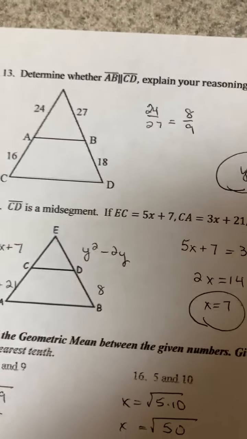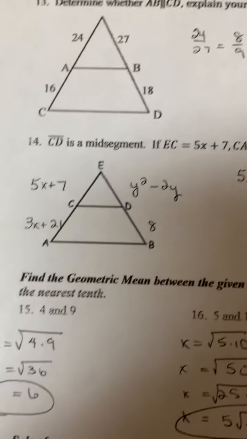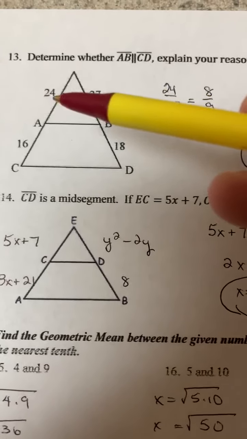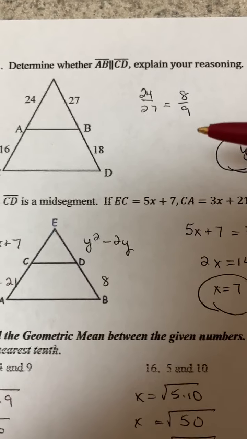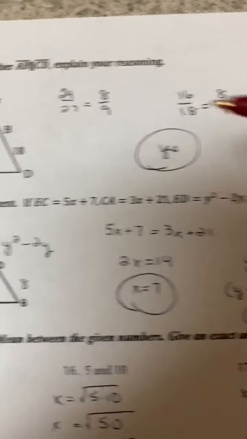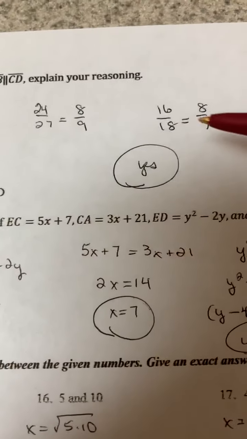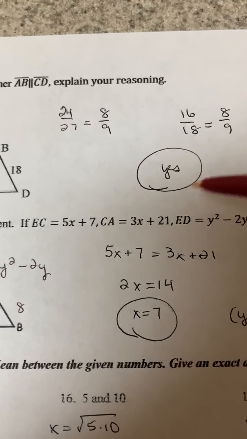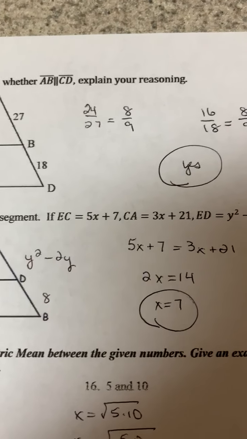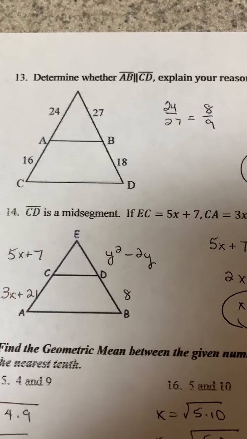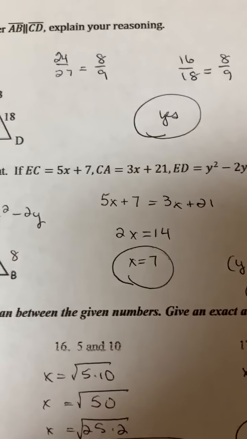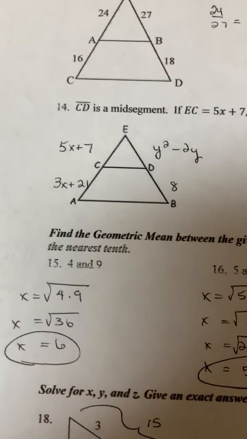And the last page. Determining if you have parallel lines, you're simply going to match up some sides here. 24 is to 27. That reduces to 8/9. 16 and 18 reduces to 8/9. Yes, they are parallel. And you can also work the other way. You can do 24 and 16 and 27 and 18. They reduce to the same thing. Still going to show you that you have parallel lines.